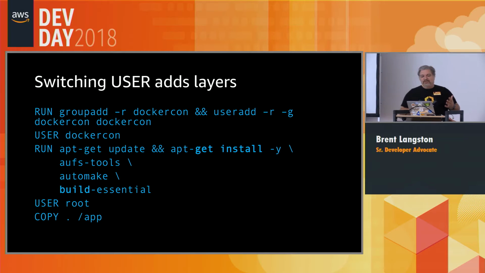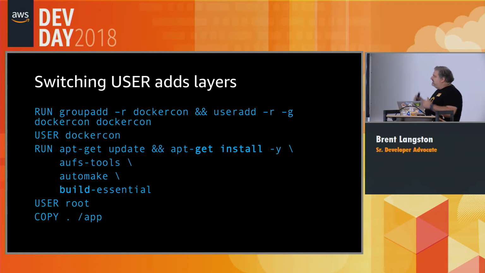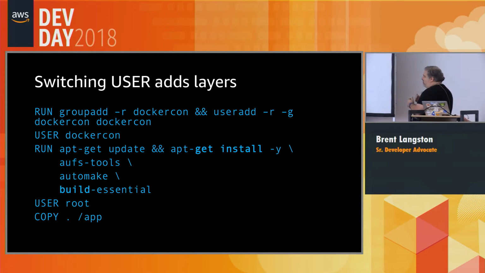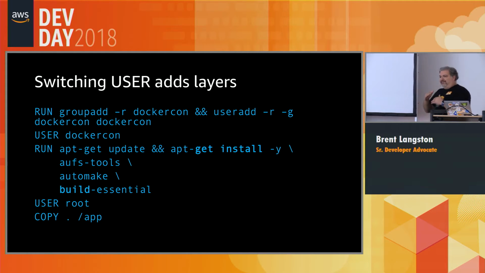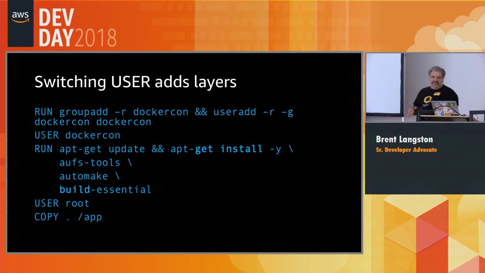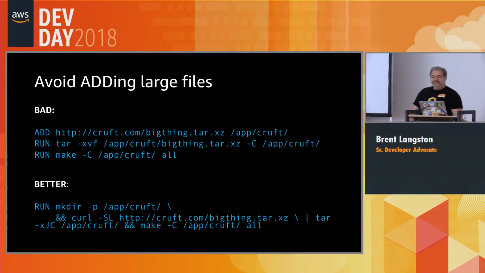So switching users adds layers. Basically, again, every line adds a layer. Now, it's a metadata layer. It doesn't necessarily add space, but it is a layer nonetheless, and therefore it locks in everything that has happened up to that point. Avoid adding large files.